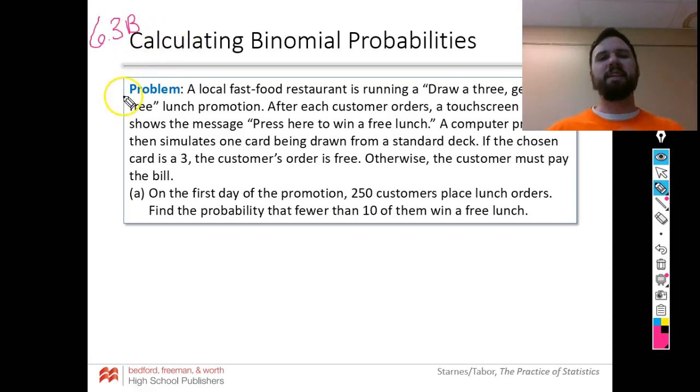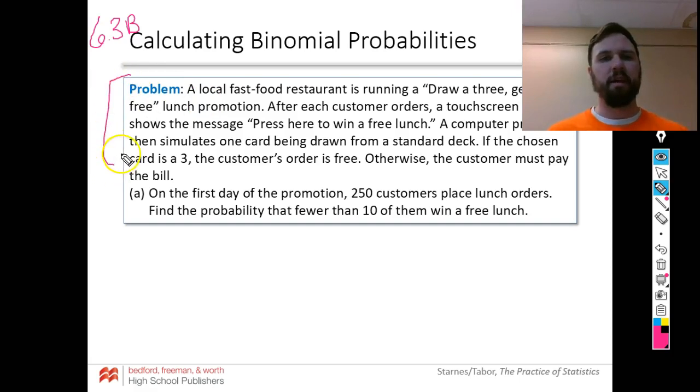Hey, AP Stats kids, today we're looking at 6.3b. We're going to deal more with binomial probabilities. We'll be looking at normal distributions and binomial probabilities, and we'll also be looking at finding the mean and standard deviation the easy way. So let's start off with a quick review from last time.